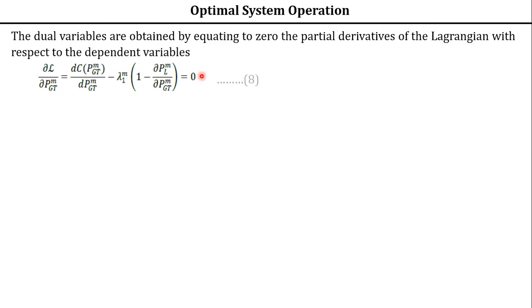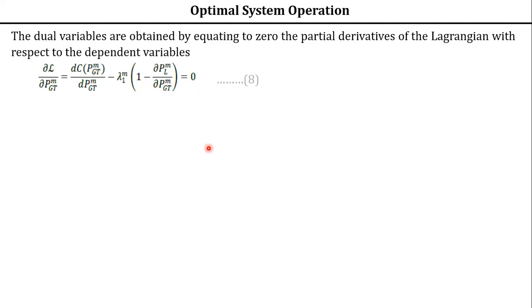∂L2/∂PGT, real power generation due to thermal plant during the mth interval. So the first derivative of the cost equation, minus lambda 1 of PGTM, is there. So it is 1 minus the derivative of transmission loss, which is a function of your PGT, so ∂PL/∂PGT, and it is represented for the mth interval. So you are taking the partial derivative and equating it to 0.